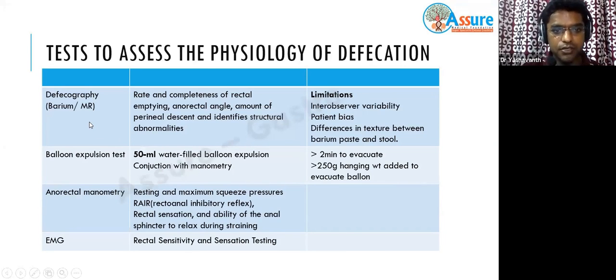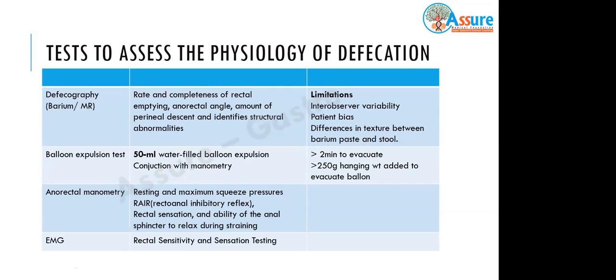So next, to assess the physiology of defecation, we do defecography, balloon expulsion test, and manometry. I'll be telling you all of these. But defecography has limitations because there is interobserver variability, patient bias, and the technique.